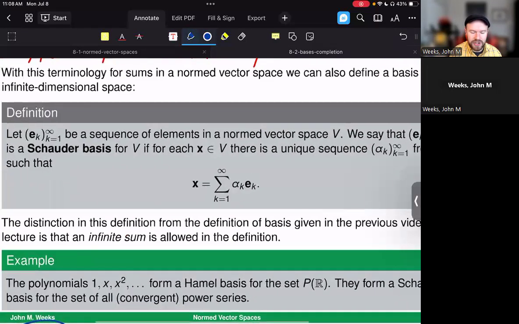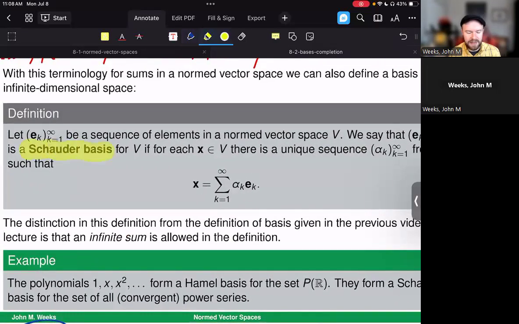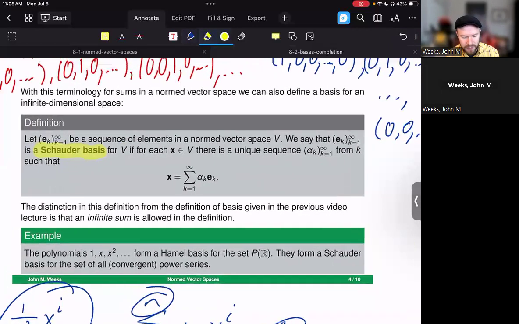And that's exactly the notion of a Schauder basis. A Schauder basis says that if you have a sequence of elements inside of a normed vector space, then we would say that you get a Schauder basis for it if for any vector inside of the vector space, there is a unique sequence. And notice the sequence is now an infinite collection of numbers, alpha sub k, such that the value of x is equal to this infinite sum, alpha sub k times e sub k. Infinite sums like this exist naturally in infinite dimensional vector spaces, like the space of power series that we were just looking at from before.